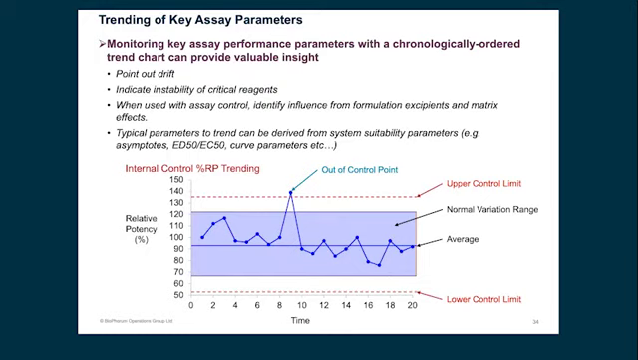Once the initial stages of a bioassay development are complete, monitoring key assay performance parameters with a chronologically ordered trending chart, for example, a Levey-Jennings control chart, can provide valuable insight into assay performance. It can point out drift, indicate unexpected results due to instability of critical reagents, monitor the performance of the IC, and identify influences from formulation excipients and matrix effects. It is a useful tool to have in place for long-term monitoring of the bioassay performance, and is very useful if the bioassay is transferred to a secondary site with less expertise.